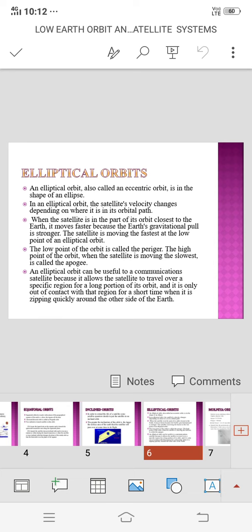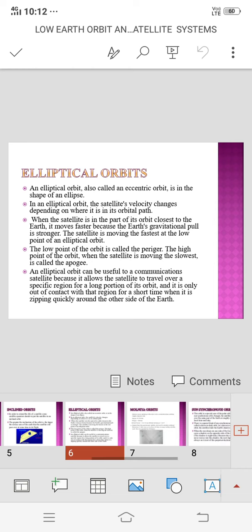An elliptical orbit can be useful to a communication satellite because it allows the satellite to travel over a specific region for a long portion of the orbit, and it is only out of contact with that region for a short time when it is swinging quickly around the other side of the Earth.